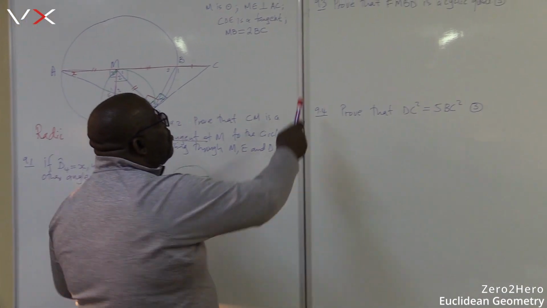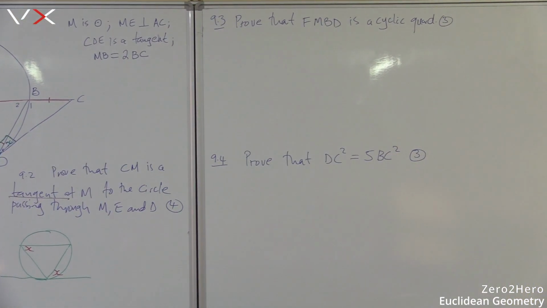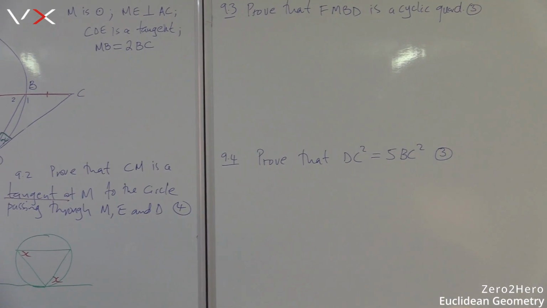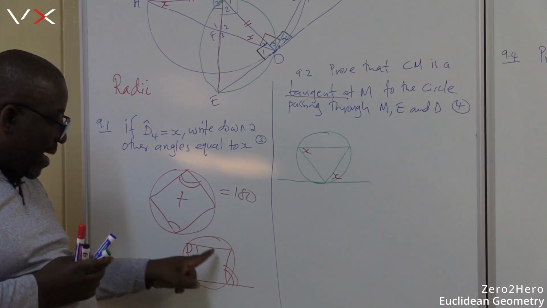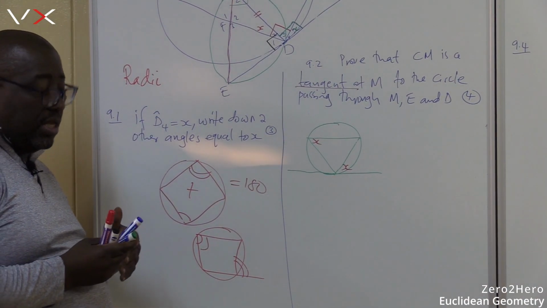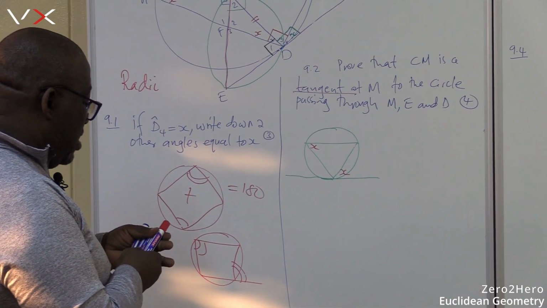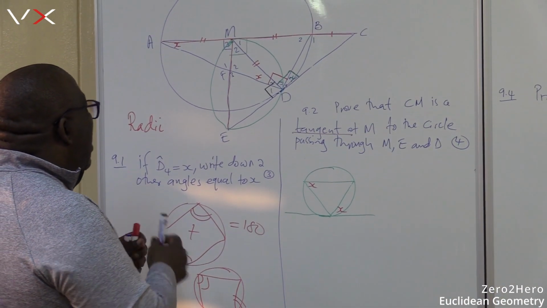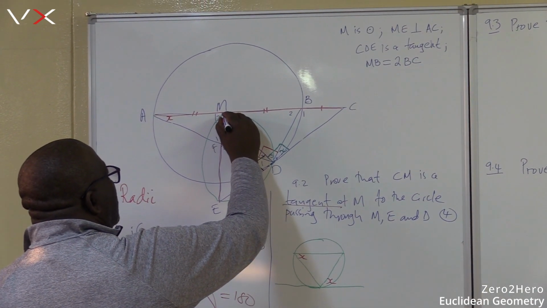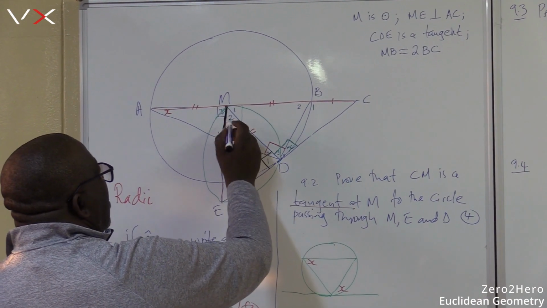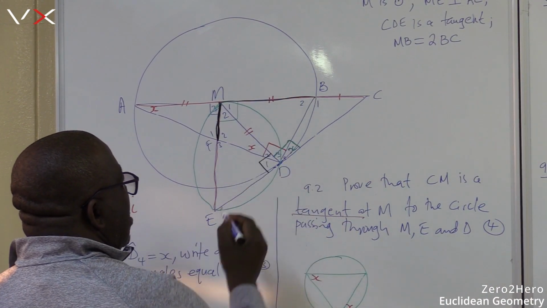Let's look at it. Prove that FMBD is a cyclic quad. For something to be a cyclic quad, this angle and this angle must give me 180, or the exterior angle must be equal to the interior opposite angle. Now let's look, where is FMBD? FMBD, let me do it in black. This one, F, M, B, where is D? D.